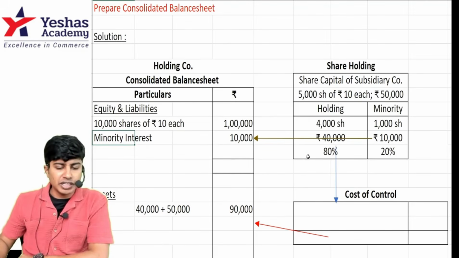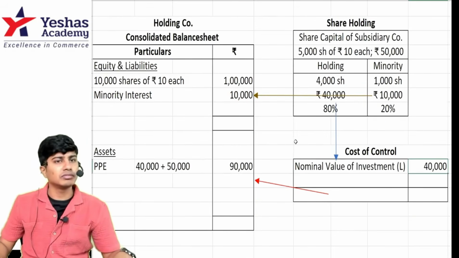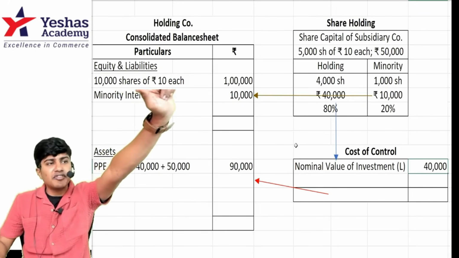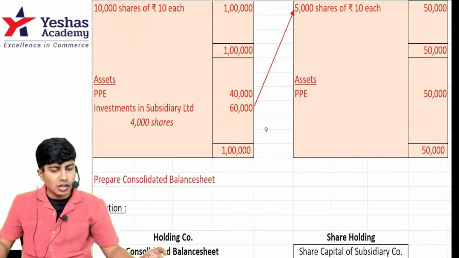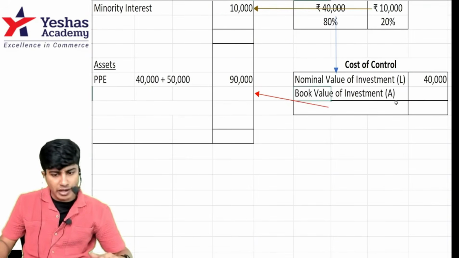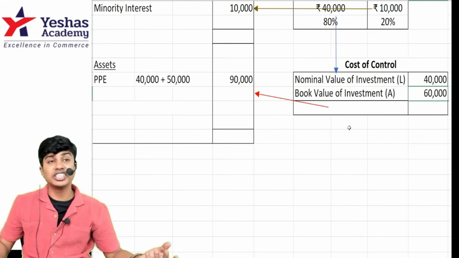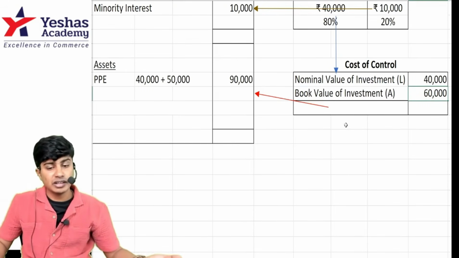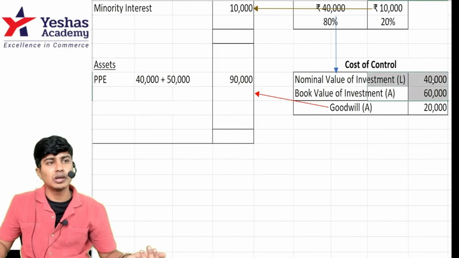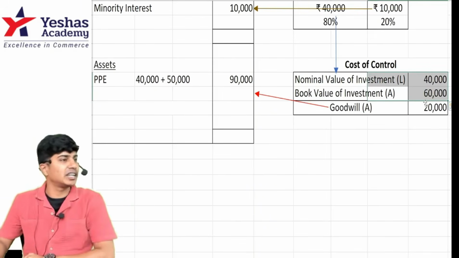How much is the holding company share in that capital? 40. This is the nominal value of investment, 40. Where did I get it from? Liability side. I've written L. Now see the next item. How much did I pay? This 60 I'll write here. Book value of investment, 60. 60,000 asset, 40,000 liability. Can I say 20,000 goodwill? Sir, how? Asset is more or liability is more? So asset minus liability: asset 60 minus liability 40 is asset 20.